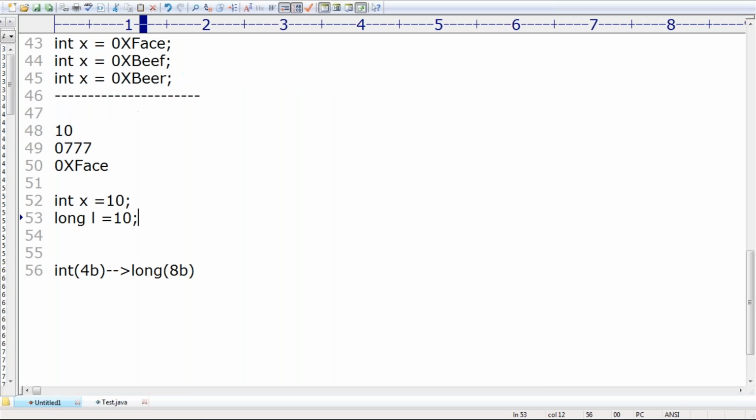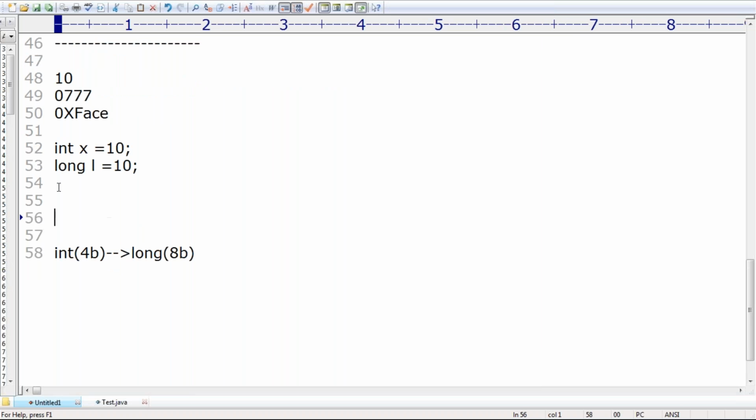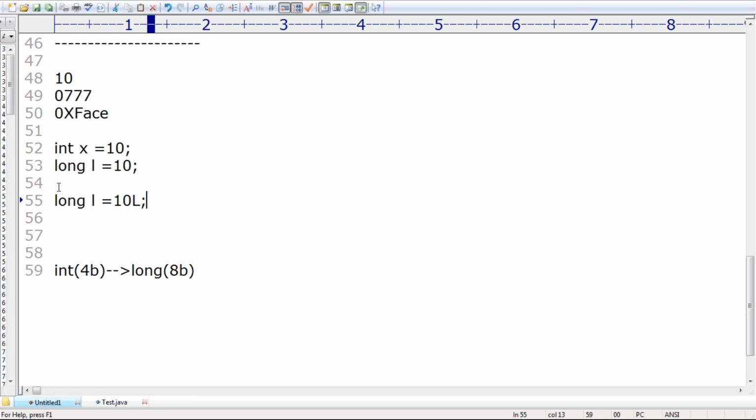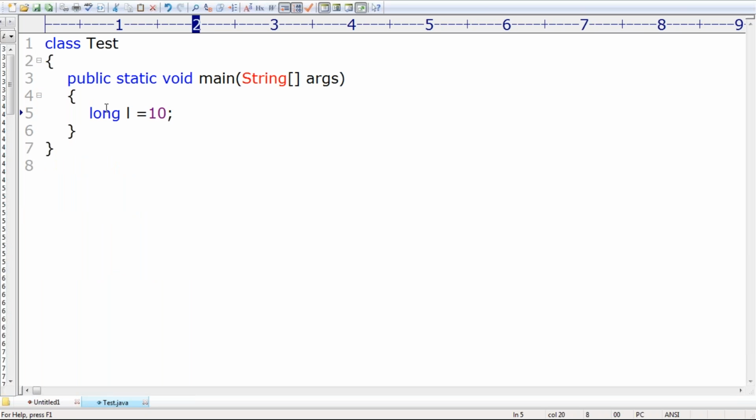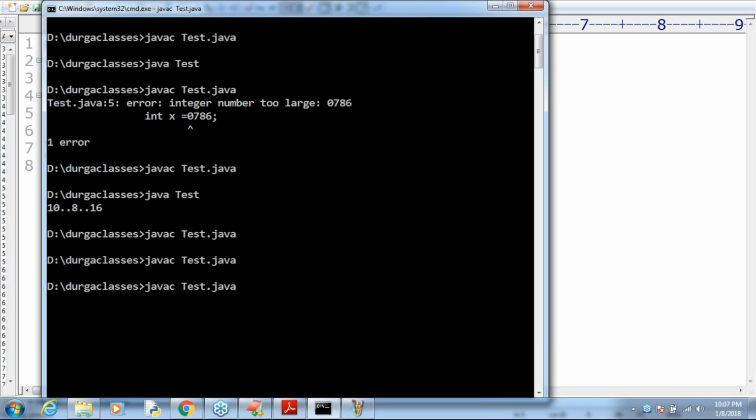Now, long l is equal to 10L. Valid or not? Immediately respond. Don't take much time. Long l is equal to 10L. Valid. What is the problem? 10L means what type? Long type. Long type value, long type variable. So no problem at all. Observe, happily the code is going to compile.